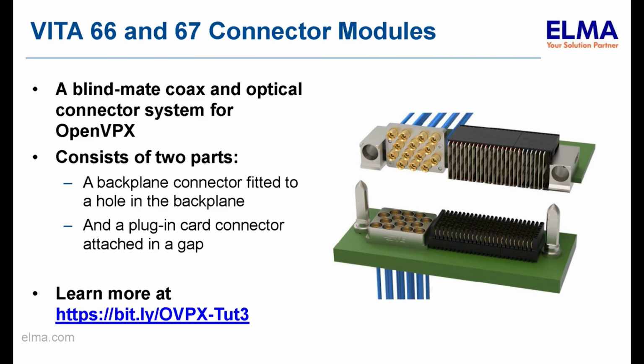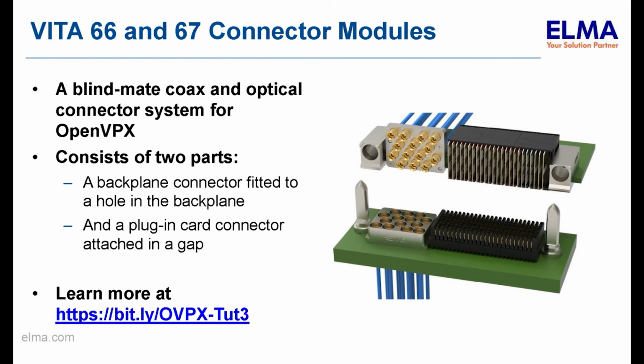The various VITA 66 and 67 documents define a set of blind mate connector modules for OpenVPX. They are said to be blind mate because they are very tightly defined and the two connectors seamlessly mate when the plug-in card is inserted into the backplane. Like any connector, there are two parts: a backplane connector fitted to a hole in the backplane, and a plug-in card connector attached to the card PCB in a gap in the connectors called an aperture.